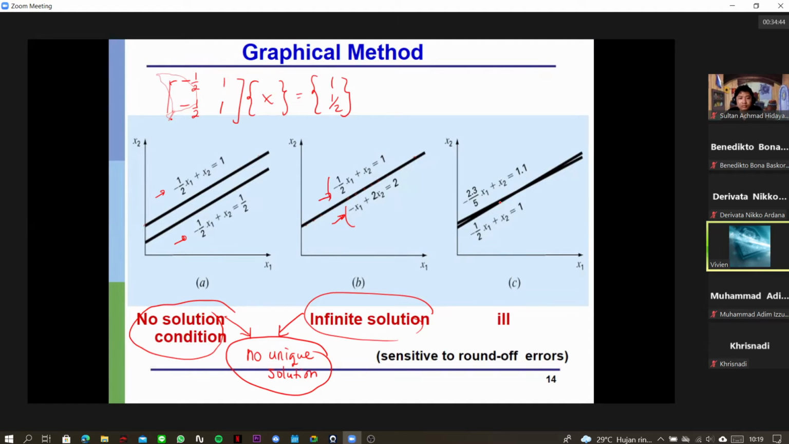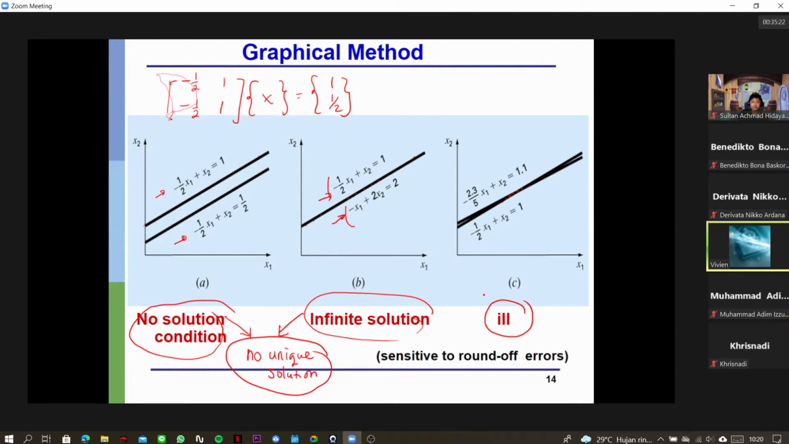If we see here, these lines are different, but they almost coincide. So here we have a value which is not very clear, it might be here. So we have a unique solution, but it's rather difficult to get. This is called ill condition. There is a unique solution, but the solution is not very easy to get.